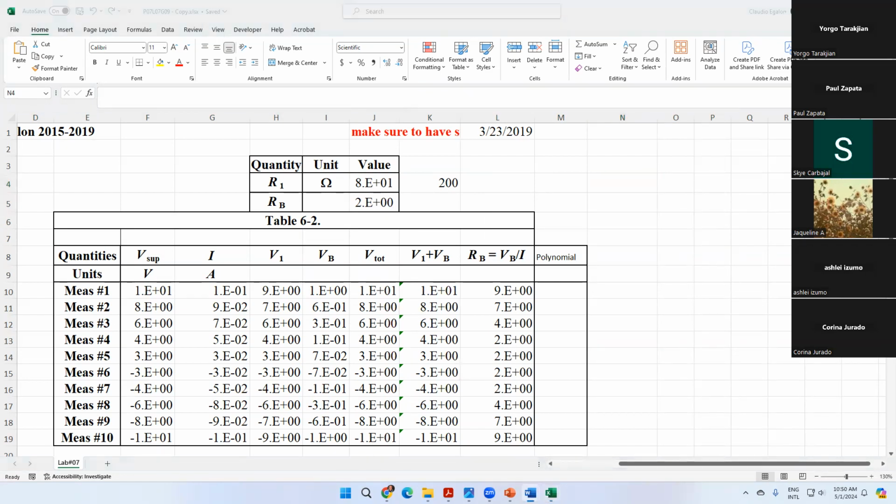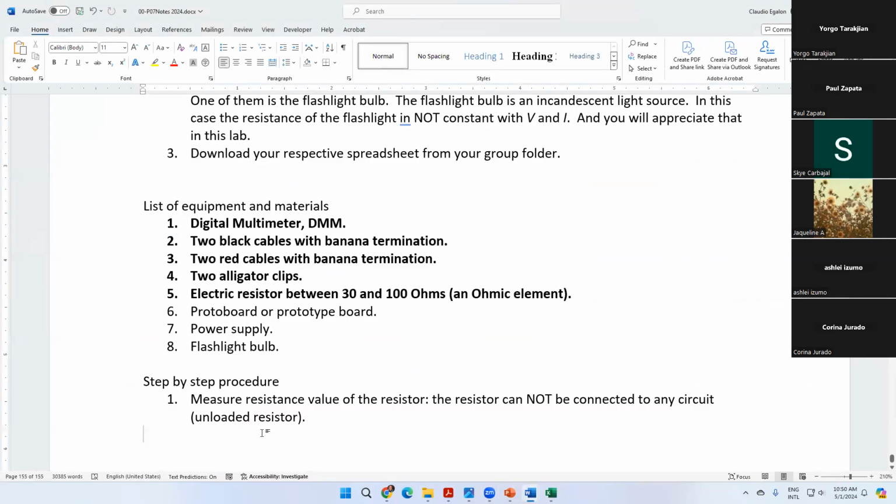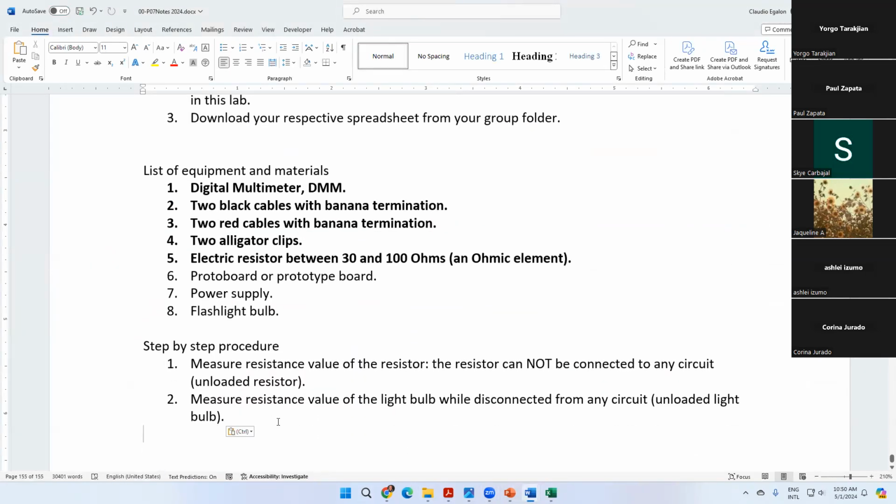And then what else are you going to do? You're going to measure the resistance of the light bulb whenever it is disconnected from the circuit. When it is disconnected from the circuit, we say that the light bulb is in its unloaded configuration. Every time that you measure the resistance of any device, it has to be by itself. Okay? You cannot measure their resistance whenever they're connected to a device, whenever they're connected to a power supply. Okay?